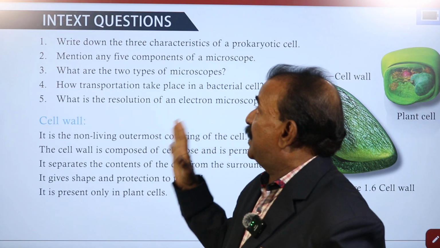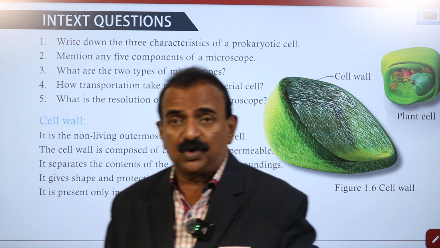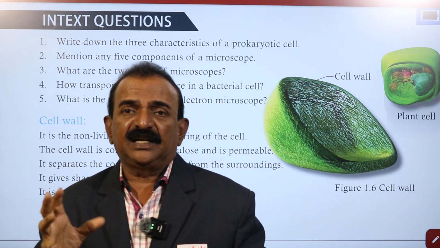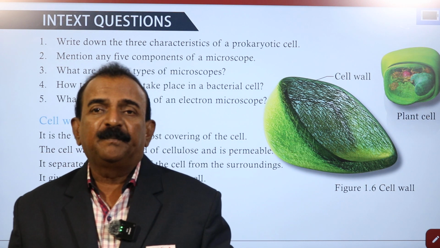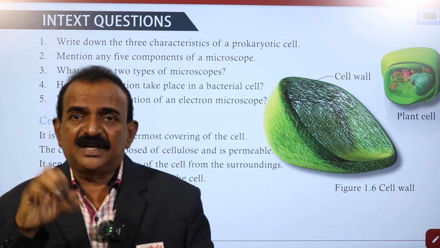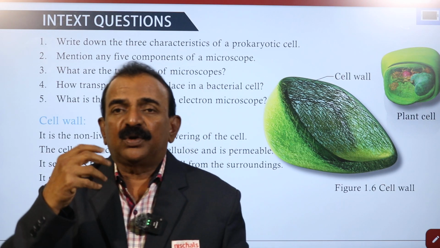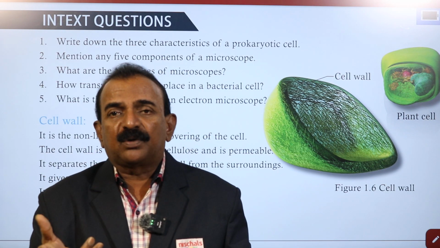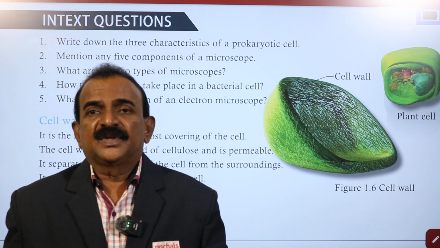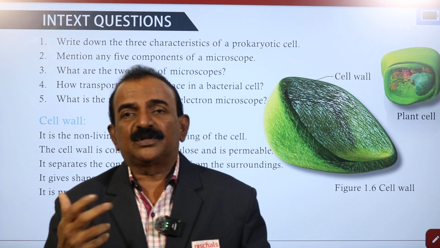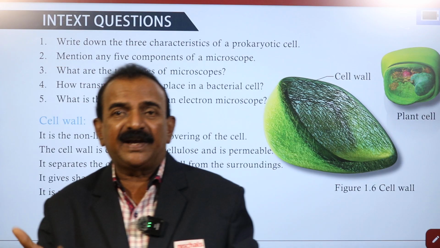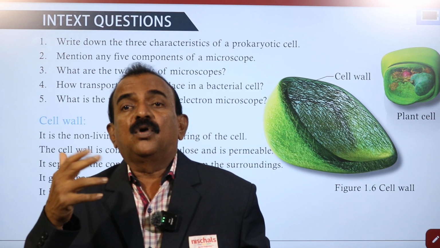Next, second question: mention any five components of a microscope. We observed the Nischals 3D lens application, and there is also a microscope structure given in our textbook. We discuss two microscopes here, the compound microscope and the electron microscope. The compound microscope is also called the light microscope, and it is useful to magnify the specimen 4,000 times.